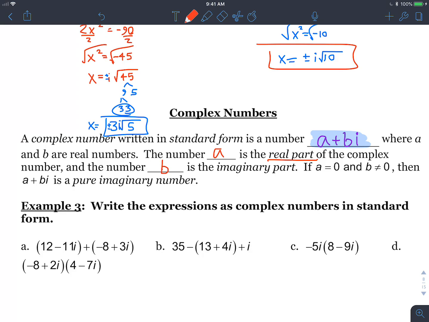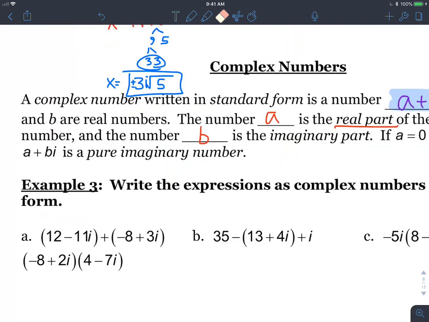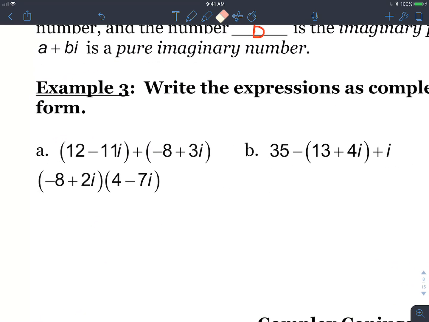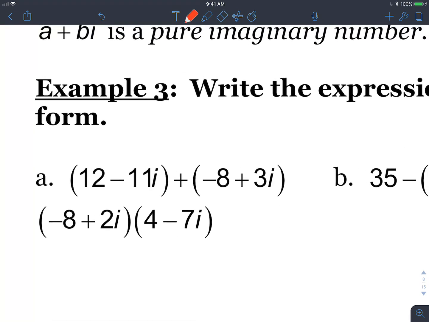And then I guess this is saying if a is equal to 0, so if you don't have an a part, but you have a b part, and b is not 0, then that means it's purely an imaginary number. So anyways, let's talk about what you do with complex numbers. You can add, subtract, multiply, and divide. I know the formatting here is a little bit weird, so I apologize, but I'll put the work above the problem.